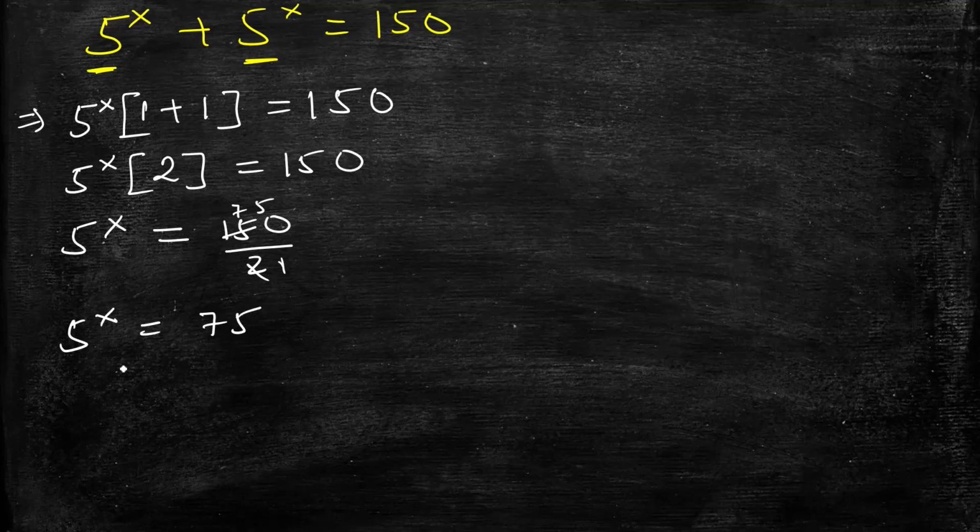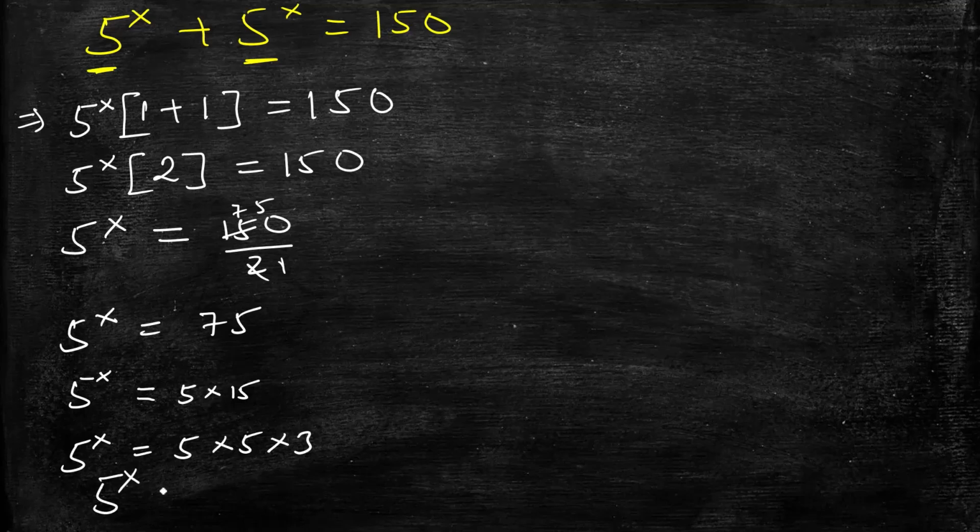Okay, now let's adjust the right hand side. Let's break this down. So 75 is the same as 5 times 15, and we can also say 15 is the same as 5 times 3. So this one can be written as 5 squared times 3.